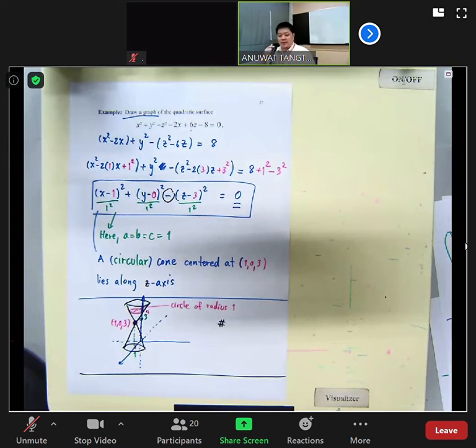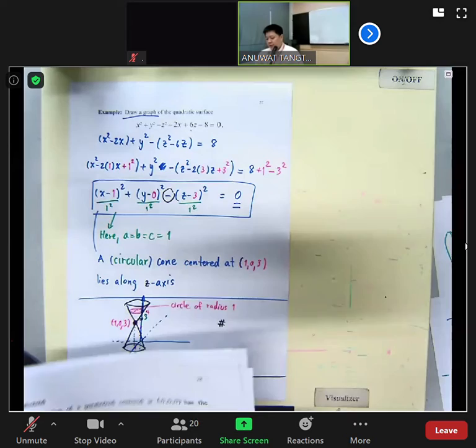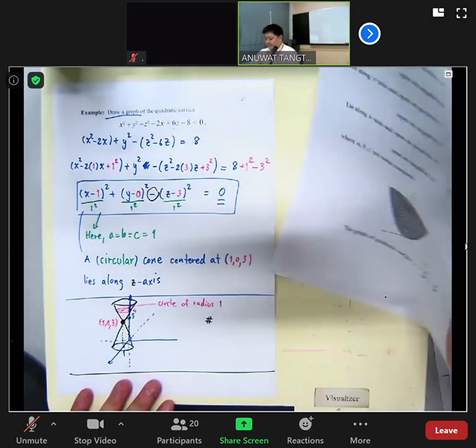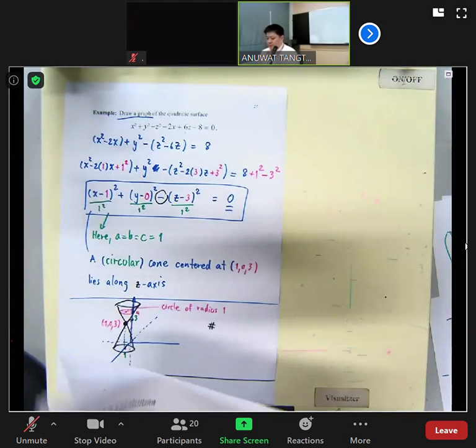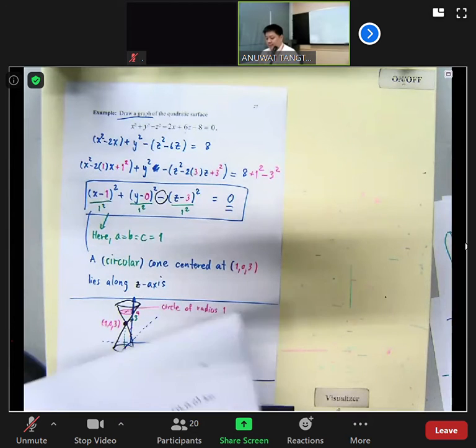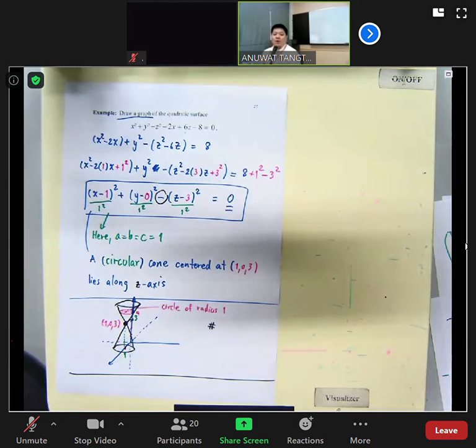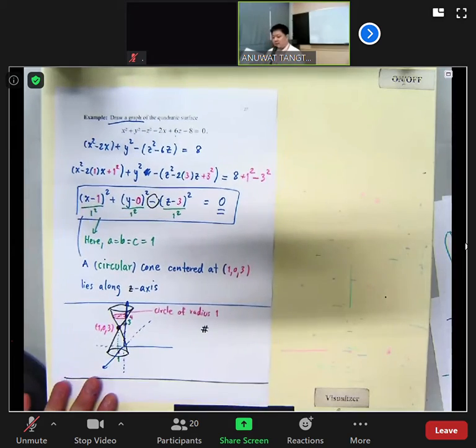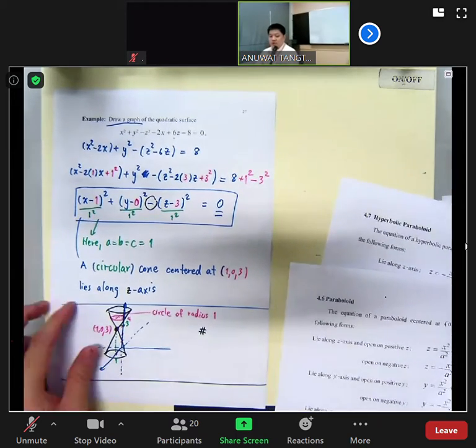That should be our last 2 surfaces in this chapter because we are done with the cylinder before. So for the next one, it is what we call paraboloid. Okay? So the name paraboloid came from the word parabola plus OID, which is a suffix of this surface. Okay, so there are 2 types of the paraboloid. We are going to see the equation of these 2 surfaces together.